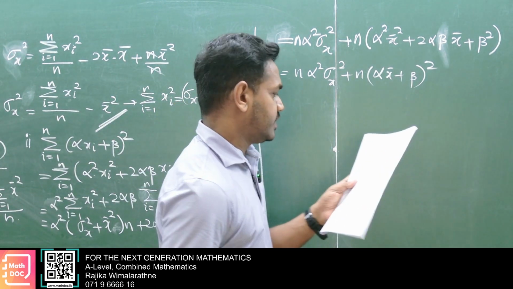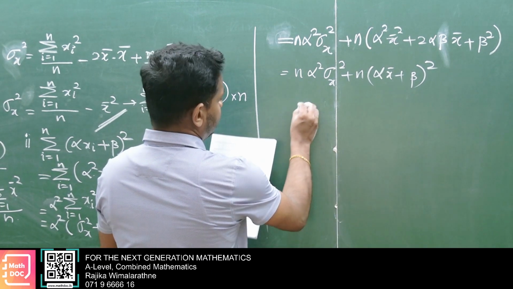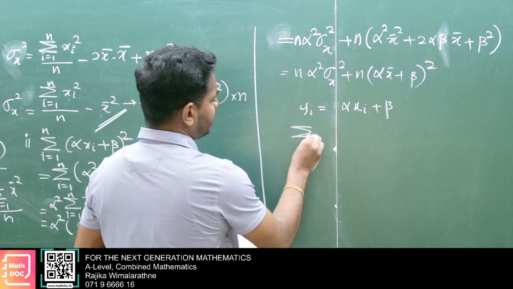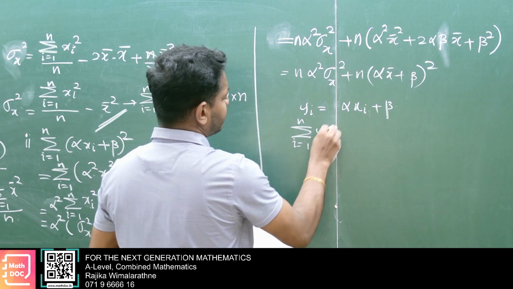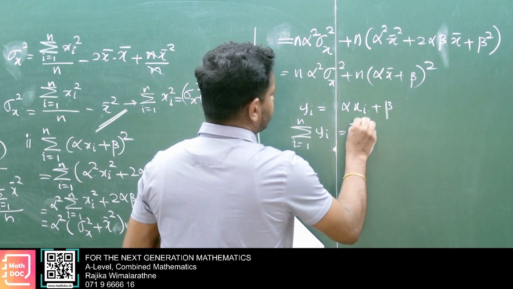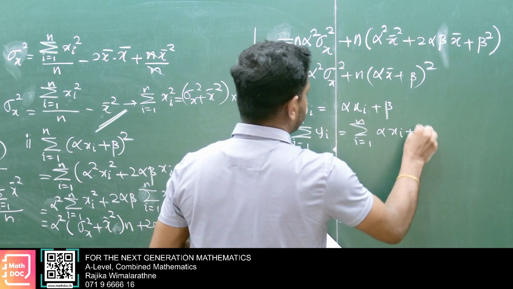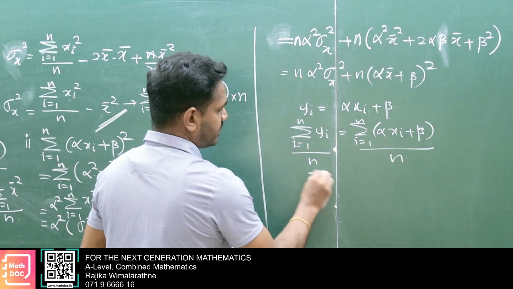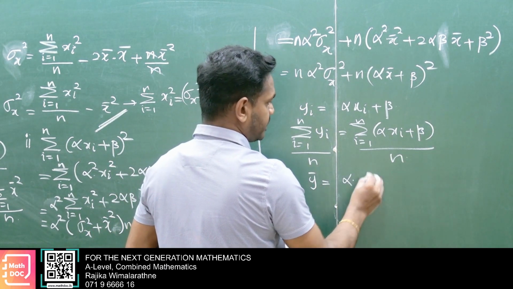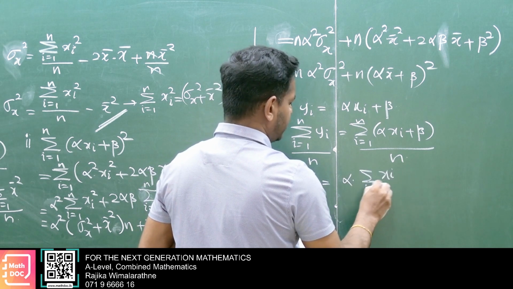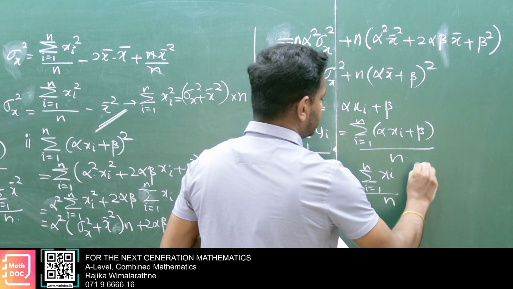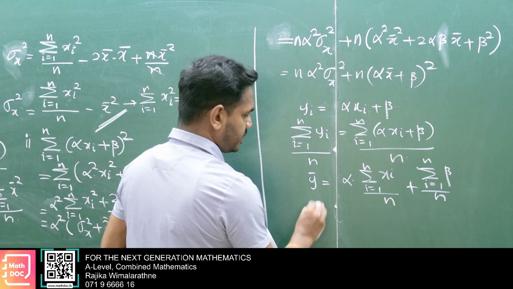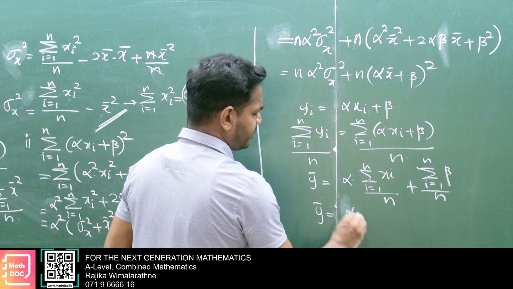Further we have to prove: here yi = alpha xi + beta, then sigma i = 1 to n yi equals sigma i = 1 to n (alpha xi + beta), divided by n. This is equal to y bar. Separate sigma xi, i = 1 to n, divided by n, and sigma i = 1 to n beta divided by n. This is equal to x bar. Then y bar equals alpha x bar.